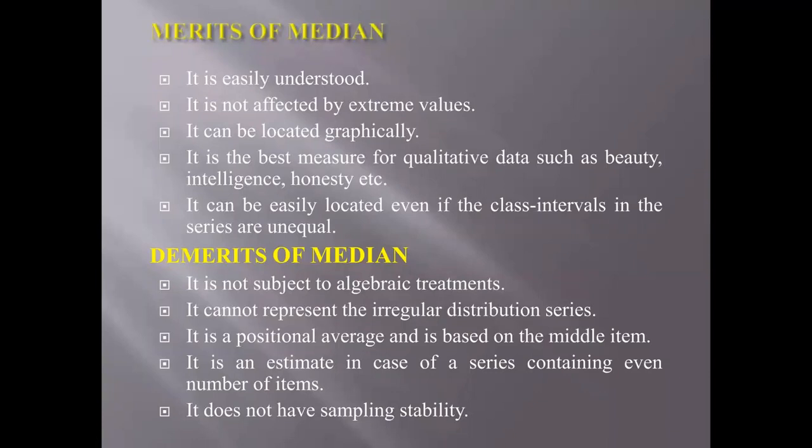At the same time, it also has certain demerits or disadvantages. It is not subject to algebraic treatment. That means further algebraic treatment cannot be used in certain cases. It cannot represent the irregular distribution series. It is a positional average and it is based on the middle term only. So if you are considering the other terms, then it cannot be used. It is an estimate in case of series containing an even number of items and it does not have sampling stability. So sampling stability it doesn't have, therefore it cannot be used in case of sampling.